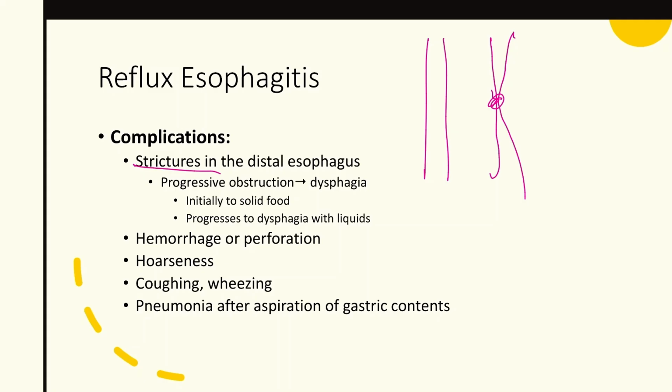Hoarseness of the voice: with this repeated acid reflux, if it gets up to your throat, it can affect your voice box, your larynx, and that will give you a hoarse voice. Coughing, wheezing, and the worst one, obviously, is pneumonia, aspiration pneumonia from aspirated contents from the stomach. That's the worst case.